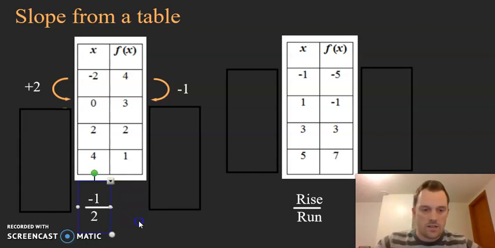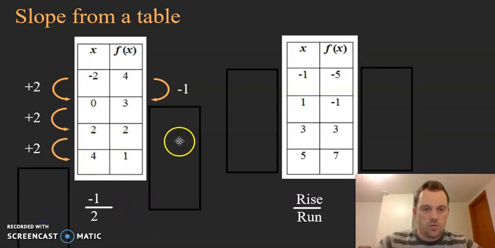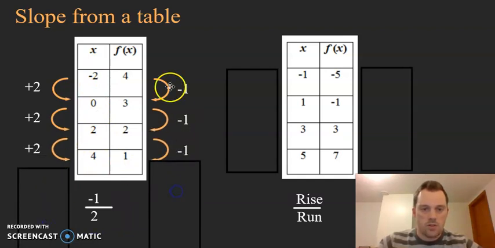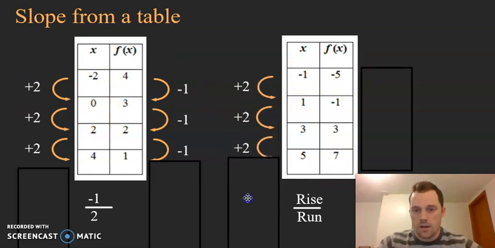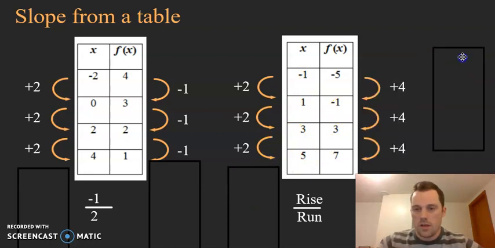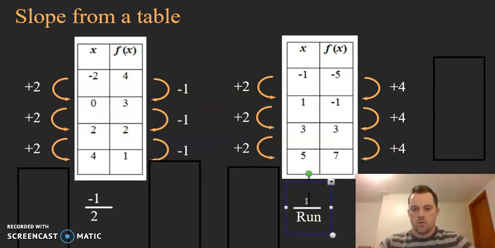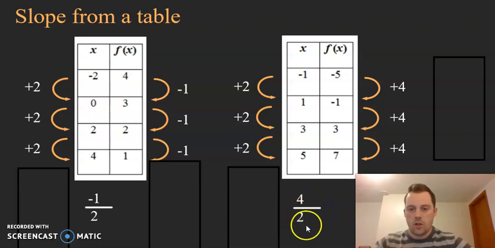And let's just double check that that's the same throughout. Up 2, down 1, up 2, down 1. So they all have a slope from one point to the next of -1 over 2. Over here, I notice that I again go up 2 along the x values, and I go up 4 for all my y values. So again, rise over run, 4 over 2. And I can simplify that to be equal to just a slope of 2.